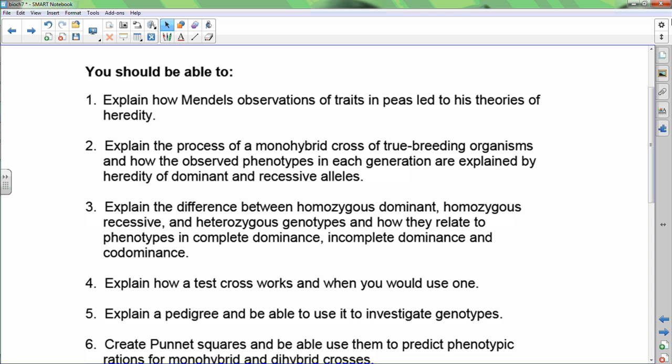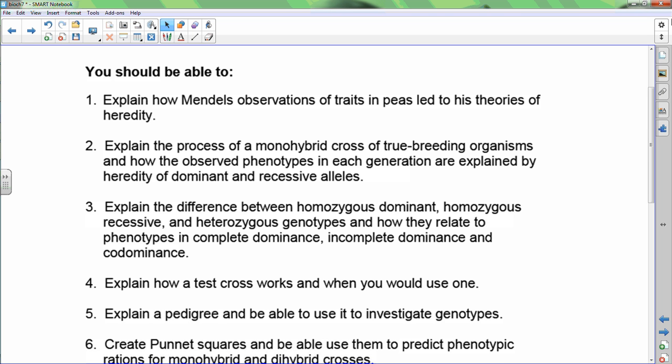Okay. So let's talk about what may or may not be on the test tomorrow. Monday. Okay, number 1 says, explain how Mendel's observations of traits in peas led to his theories of heredity.